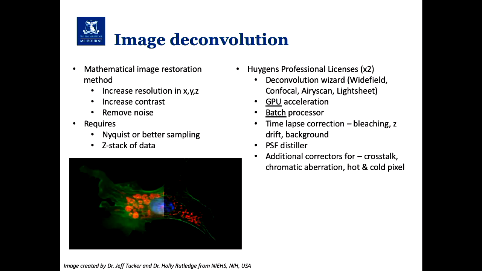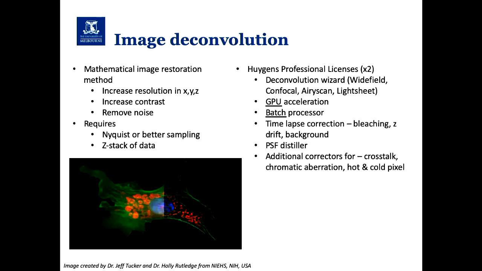What do you require for image deconvolution to work? First of all, you need that Nyquist sampling, that 3 times smaller than the resolution sampling. And you also need a Z stack of data, so it works best if you've got information above and below the focal plane that you're looking at the moment. How can you guys do that?